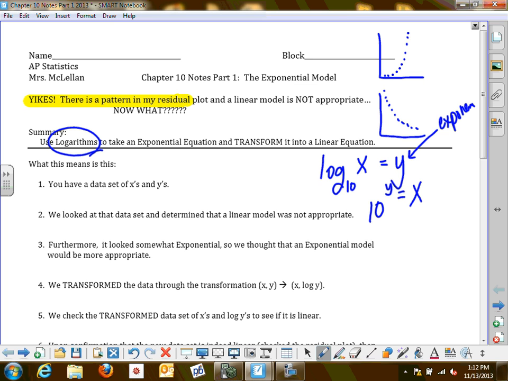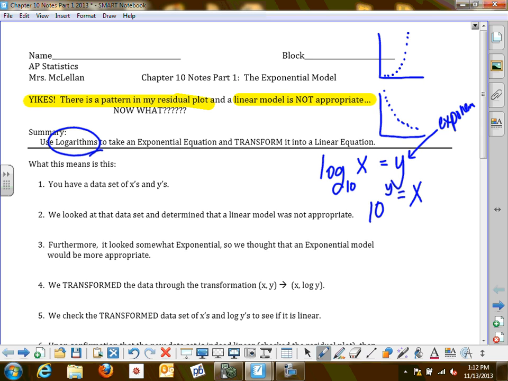So then we said, whoa, a linear model is not appropriate. And then we stopped right there. We said yikes. So it was a cliffhanger. We said, yikes, a linear model is not appropriate because there's a residual plot pattern. So now what? Today is the answer to that.